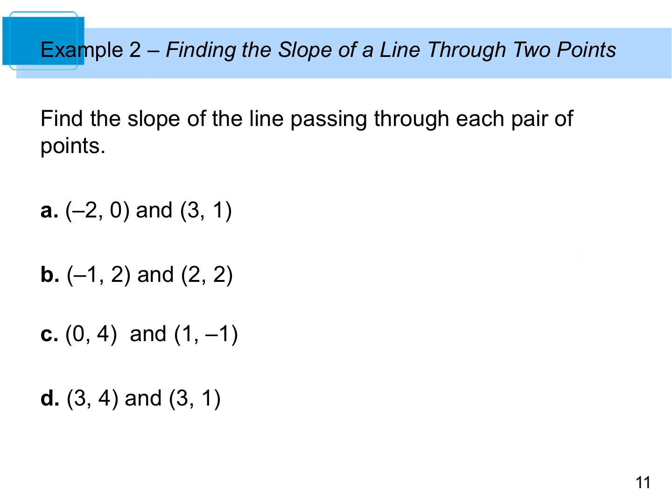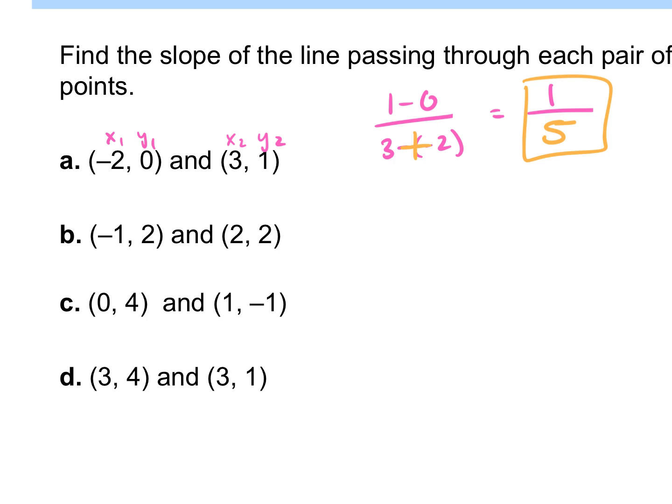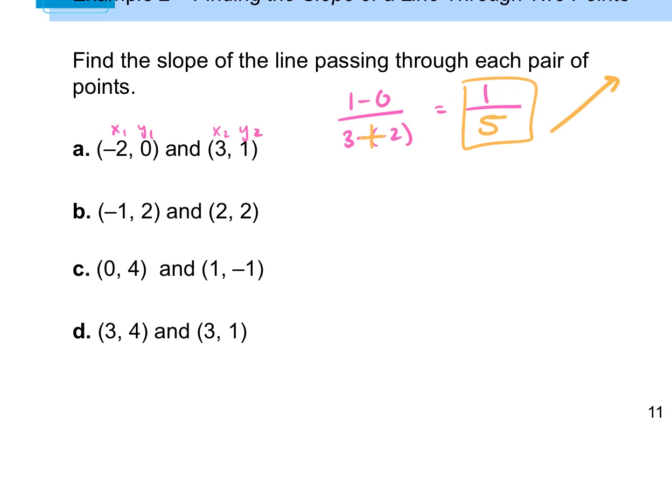So we're going to find the slope of a line passing through each point. So let's look at A. I'm going to label my points as x1, y1, x2, y2, and plug them in. So change in y over the change in x. So I'm going to say y2 minus y1, 1 minus 0, over x2 minus x1, 3 minus negative 2. 1 minus 0 would be 1. What's 3 minus negative 2? 5. Awesome. The minus a negative turns into a plus. So this would be 5. So our slope would be 1 over 5. This is positive slope, so our line would be increasing.